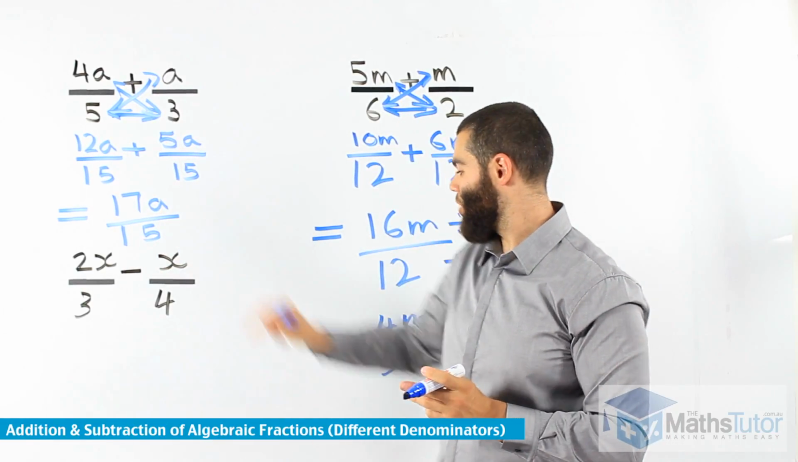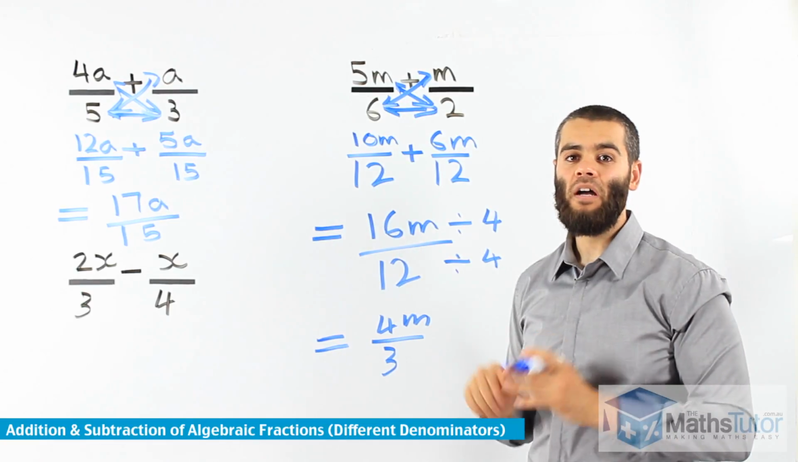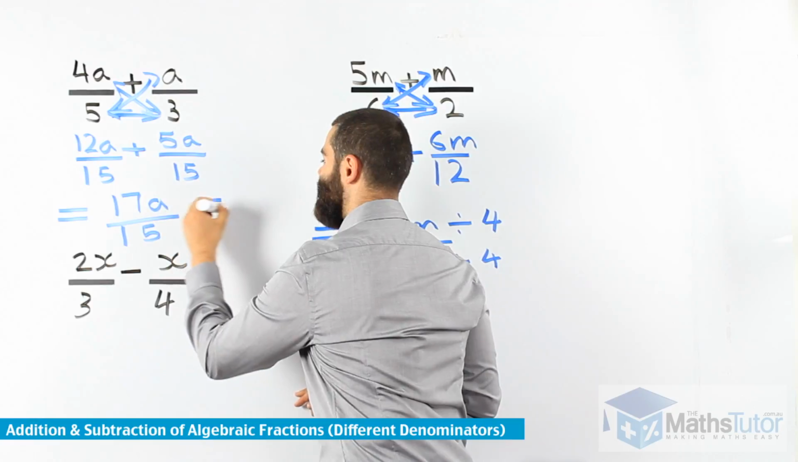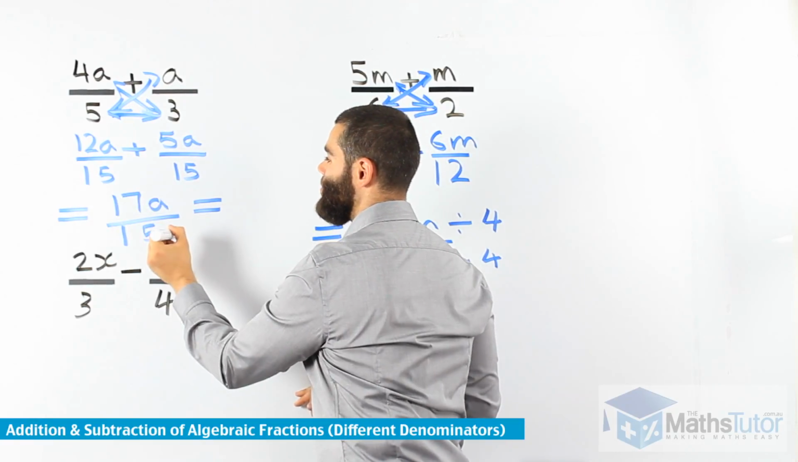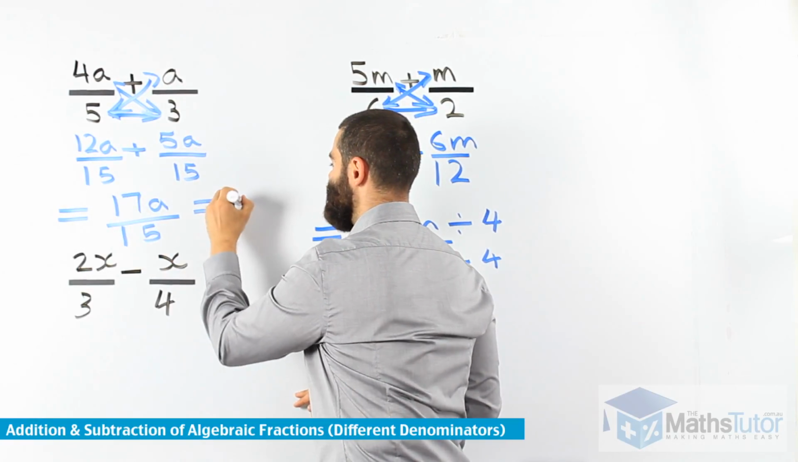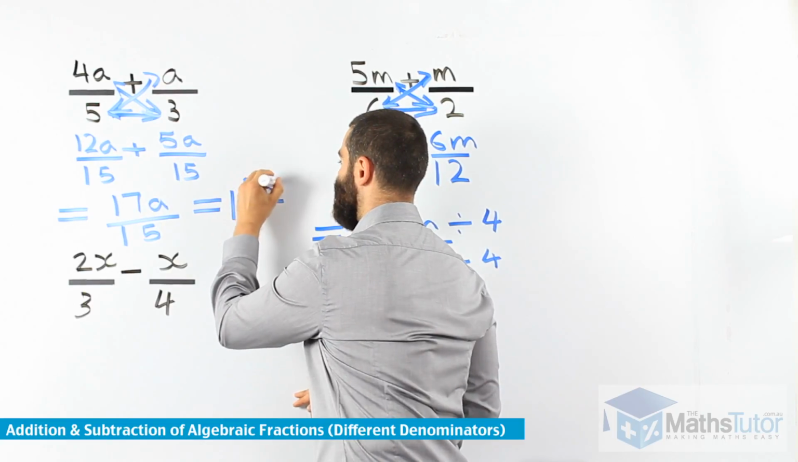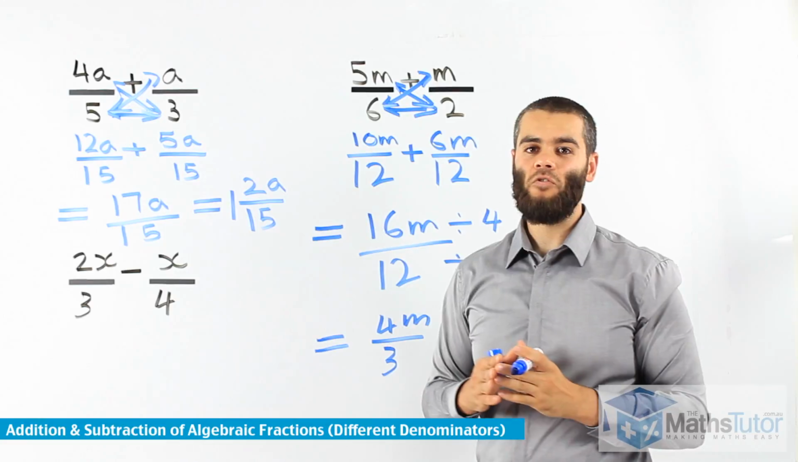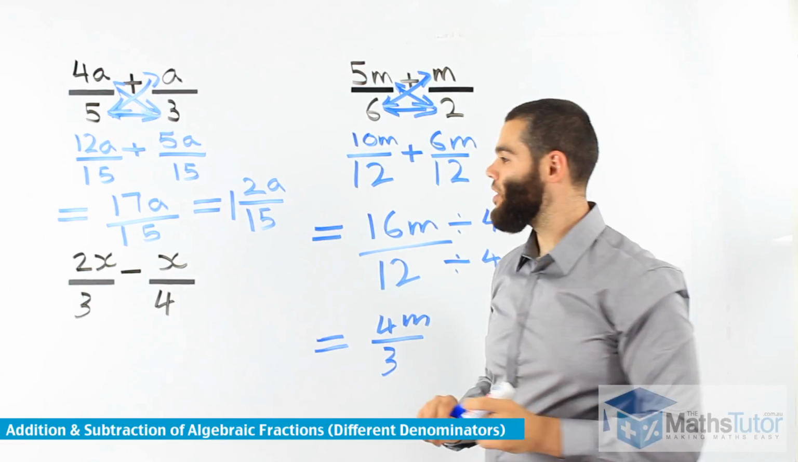We notice this is improper. We also notice that this was improper. You can leave it improper, or you can, if you like, write it as a mixed numeral. How many 15s go into 17? 1, with 2 remainder. The a is on top, and the 15 is our denominator. We can write it as a mixed numeral as well. Let's do the last one.